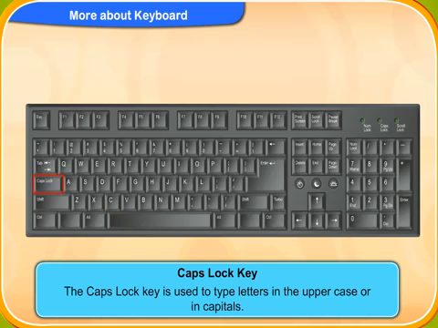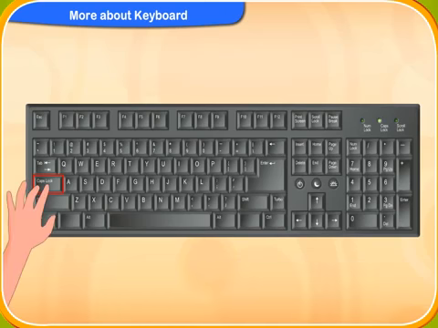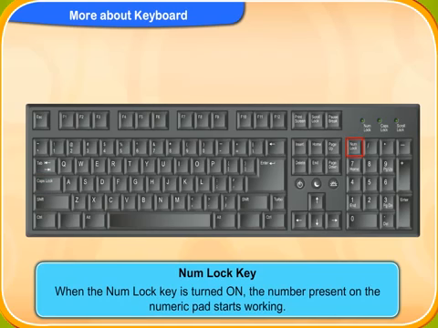The caps lock key is used to type letters in uppercase or in capitals. So press this key. Hey, I pressed the caps lock key. And a light glows on the keyboard. Yes, it means the caps lock key is on. If this key is on, then any letter you type will appear in capitals on the screen. If you wish to type again in small letters, then press the caps lock key again to turn it off. Similarly, when the num lock key is turned on, the numbers present on the numeric pad start working.